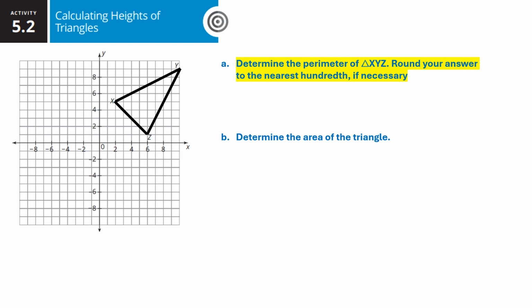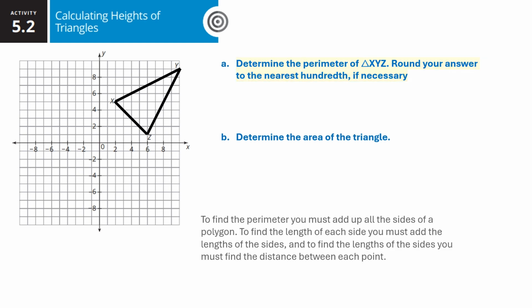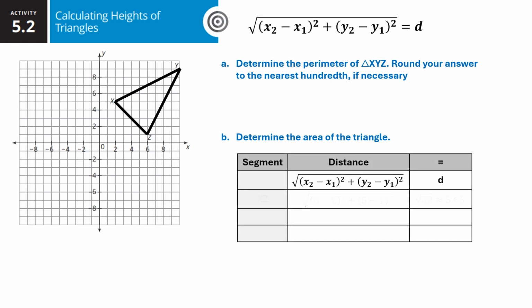To find the perimeter you must add up all the sides of a polygon. To find the length of each side you must find the distance between each point. Since our first task is to find the perimeter, this leads us to using the distance formula to find the length of each side.